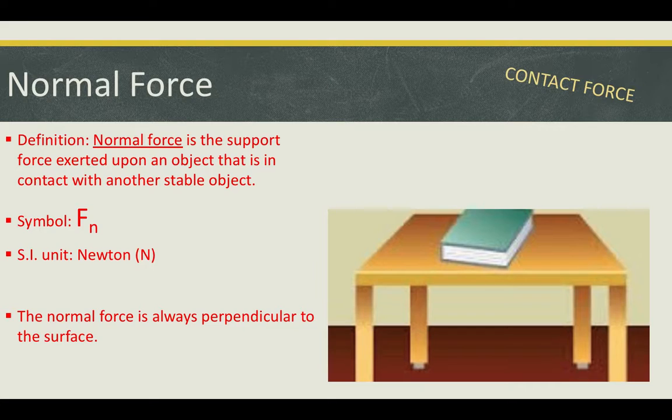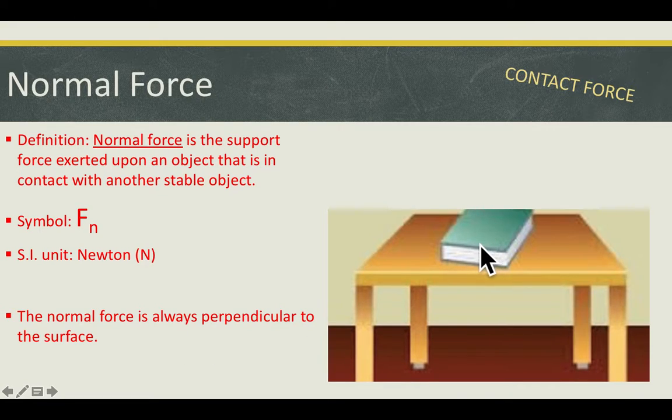A normal force. You have a bookmark to complete on this one. A normal force is a contact force, and it is that support force between two objects where there's a surface that is supporting another one. So it's that support force exerted upon an object that's in contact with another stable object. The symbol is F sub n. The unit is a Newton. The normal force is always perpendicular to the surface.